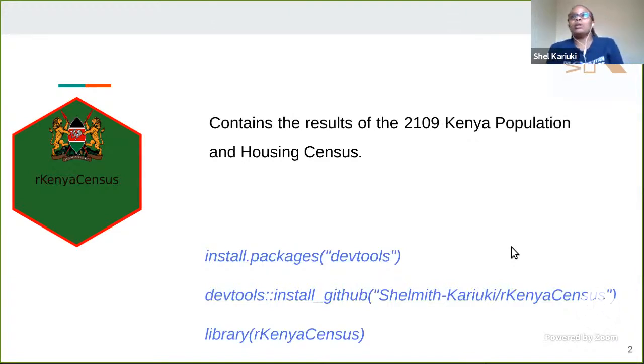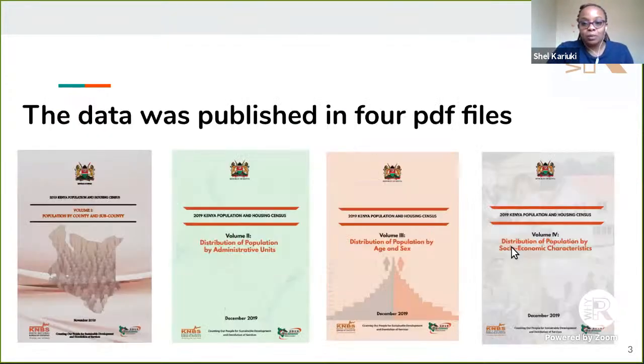The exercise took place in August 2019, and the results were released in February this year, just 1 month before the first COVID case was confirmed in Kenya. The results were produced by the Kenya National Bureau of Statistics, which is a department in the Ministry of Planning that collects and disseminates data on behalf of the government. The data was published in four PDF files with very interesting data sets in each of them.